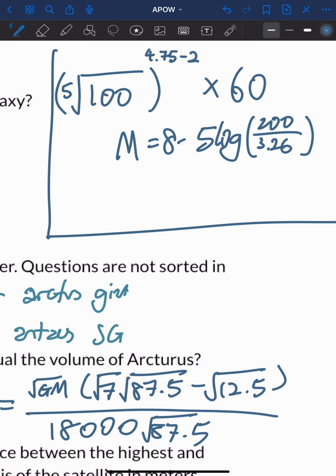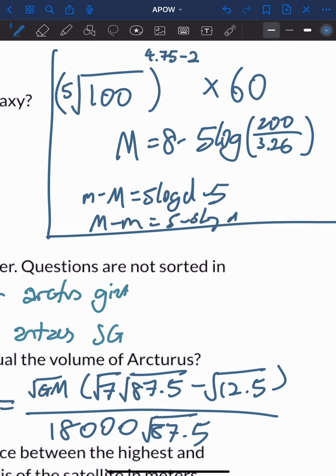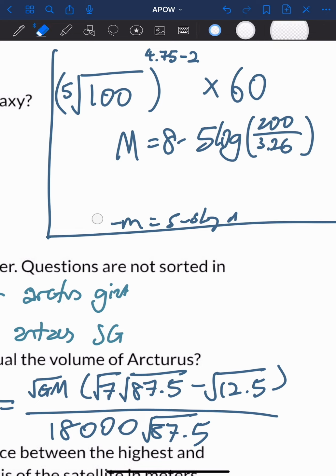Give me a second. This is not very nice. I don't like getting this wrong, because that means that whatever you're doing here is gonna be wrong too. Give me a minute. Yeah. Wait, I'm correct. Because if m minus M equals 5 log d minus 5, then M minus m equals 5 minus 5 log d. Okay, that is very nice indeed. Good to know that I got my formula right.